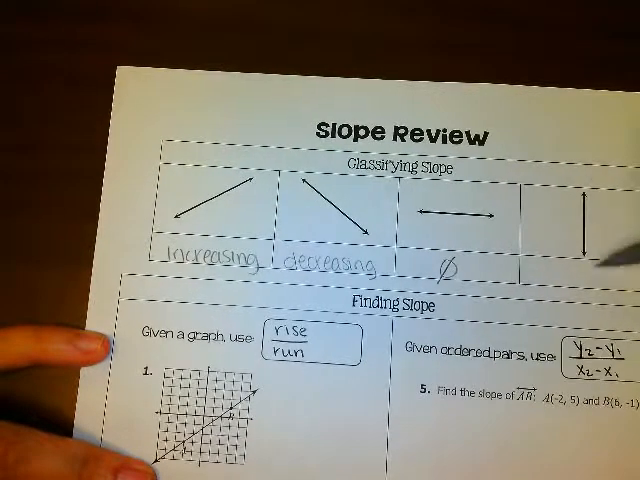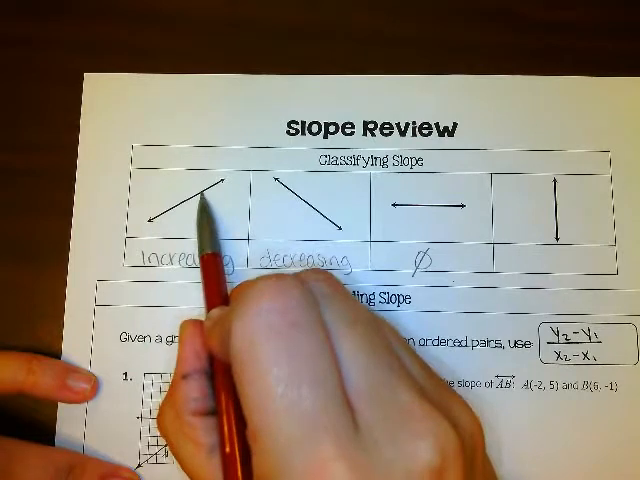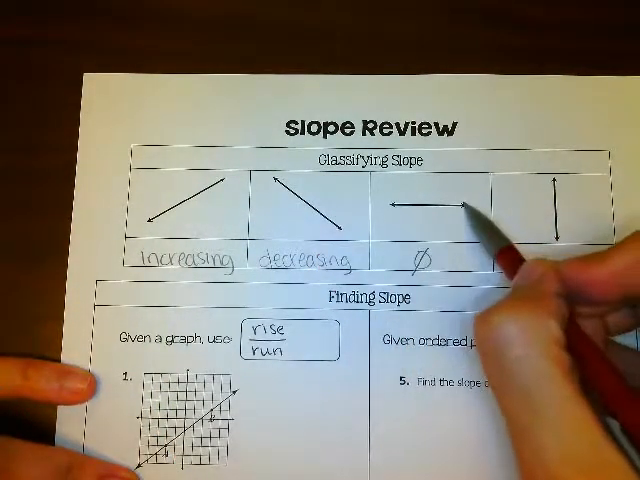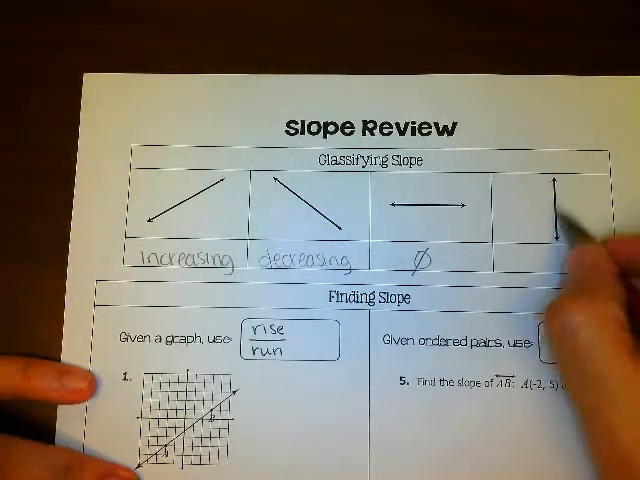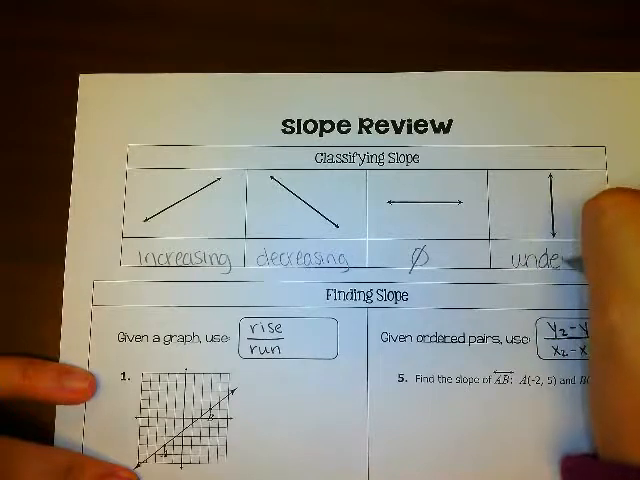And this one's going up and down. Well, the way I remember it is I can walk uphill, I can walk downhill, I can walk on a flat surface, but the only way you can walk like this is if you're Spider-Man, and none of us are Spider-Man, so this slope would be undefined.